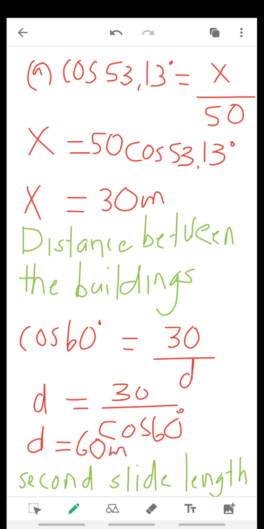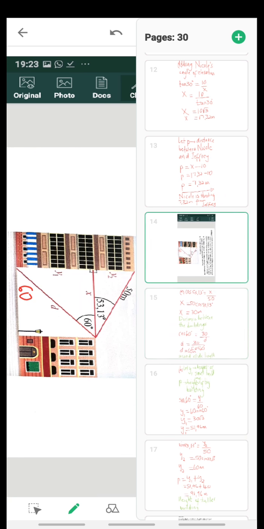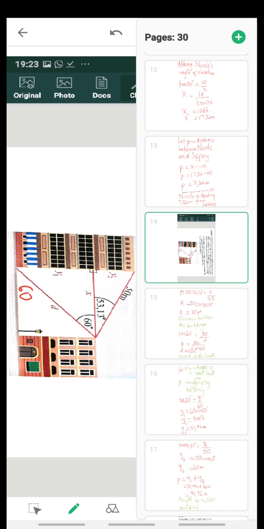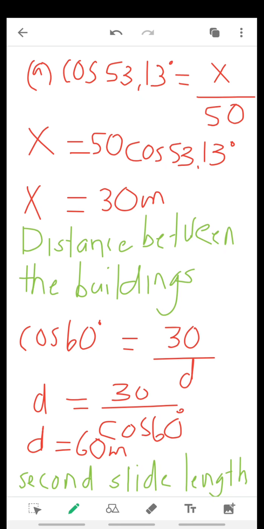Before we come here, let's check. How does 53,13 degrees relate to x and 50 meters? 53,13 degrees is adjacent to x and hypotenuse to 50. And that means the trig ratio that you must use is cos. So cos 53,13 degrees equals adjacent to x all over hypotenuse to 50. Then I found that my x is 30 meters. So this is what? The distance between the buildings.